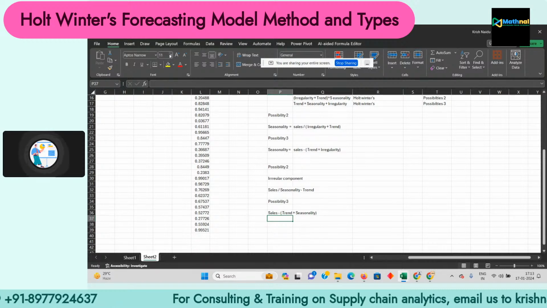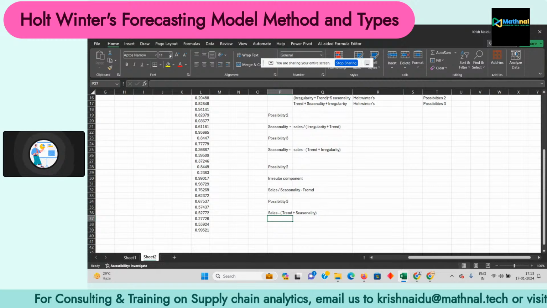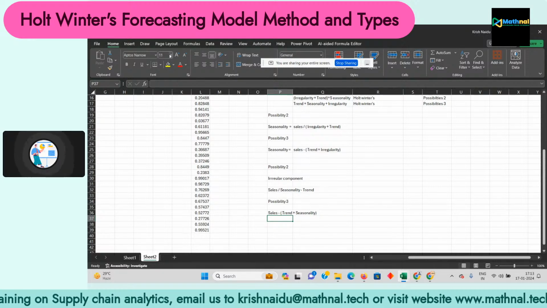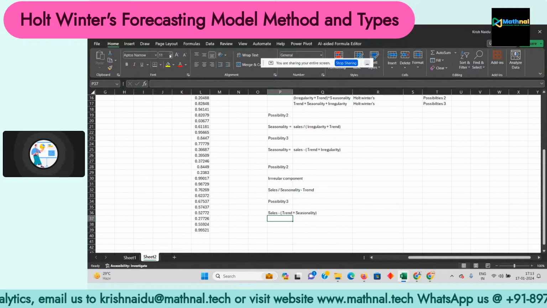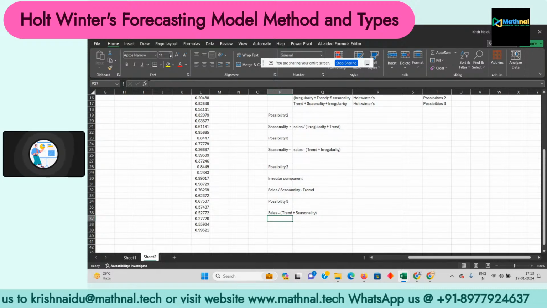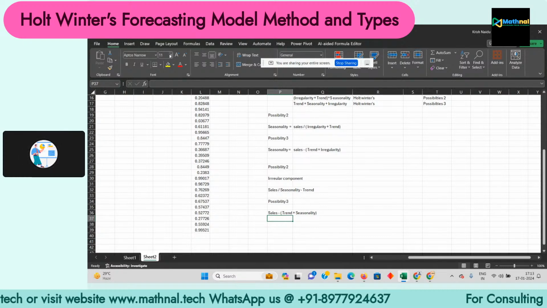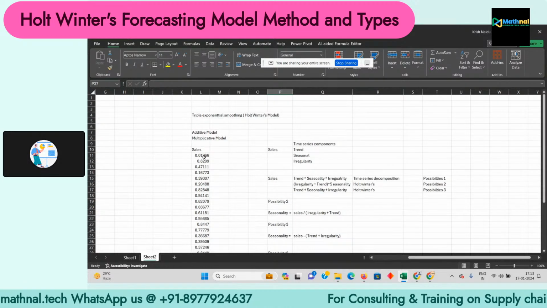So this is a very important part when we are setting up our time series, when we are setting up our triple exponential smoothing or the Holt-Winters method. We need to have a clear understanding of what kind of combinations we are choosing to build a model. So this is the first thing.